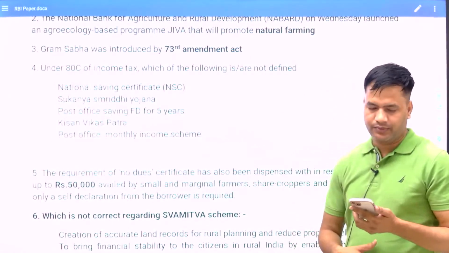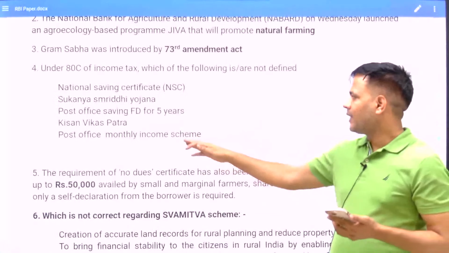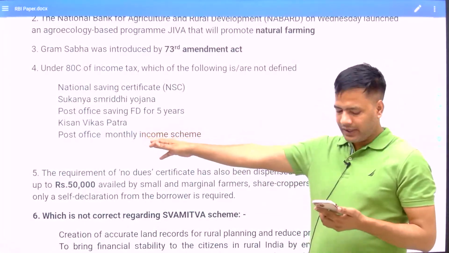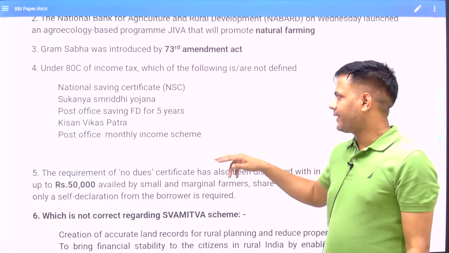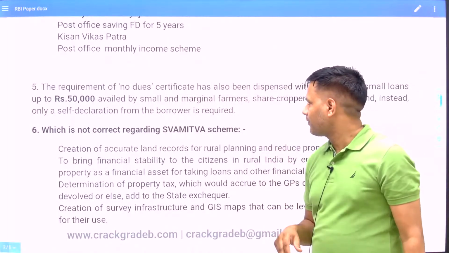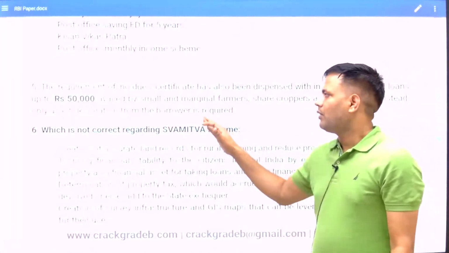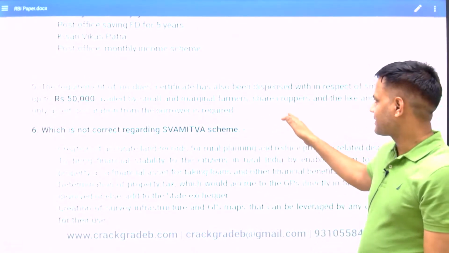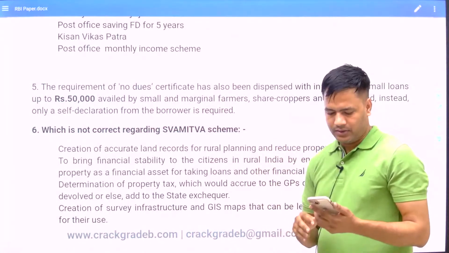I already told you, the reasoning cut-off can vary from 9 to 12 for the general category. So both Kisan Vikas Patra and Post Office Monthly Income Scheme are not defined under Section 80C of the Income Tax Act. The requirement of no due certificate has also been dispensed with in respect of small loans up to 50,000 availed by small and marginal farmers, sharecroppers. This question was asked.